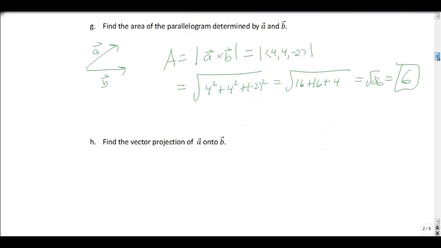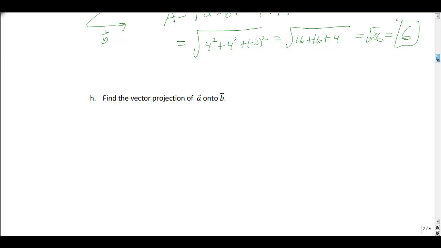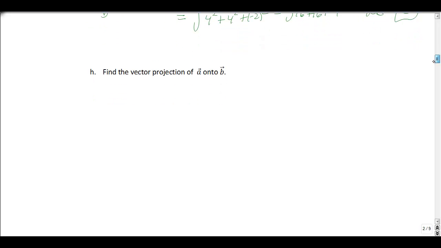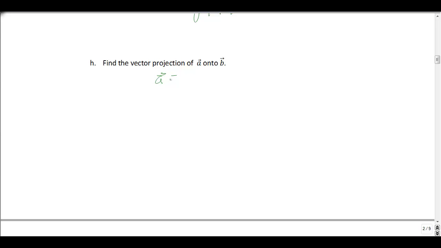Next one. Find a vector projection, find the vector projection of A onto B. So if we recall, again, A was 3, negative 1, 4.